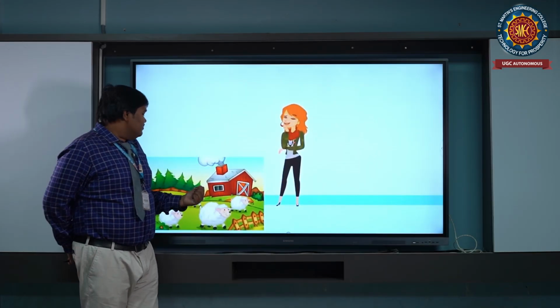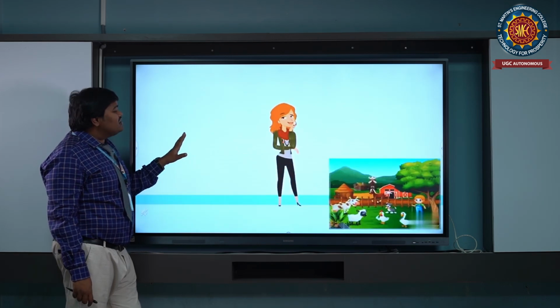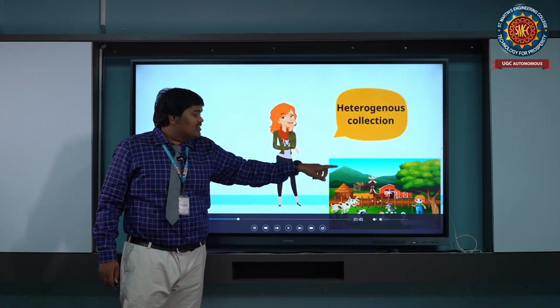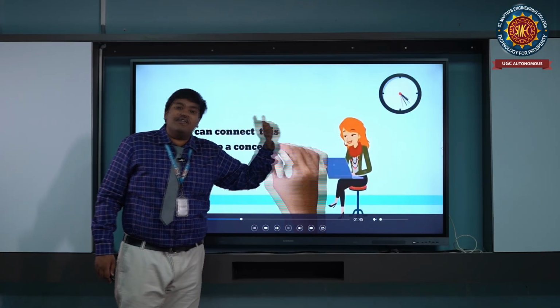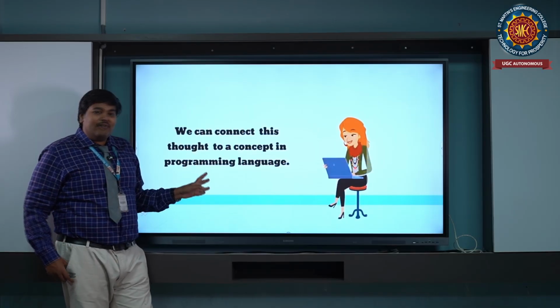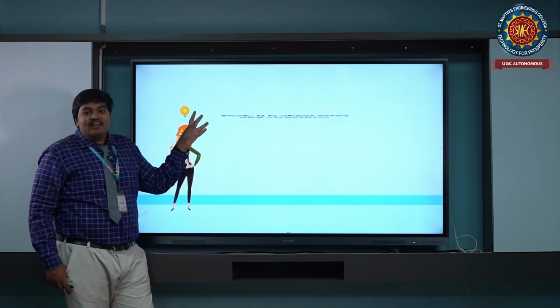What is the structure here? Homogeneous. What is the meaning of homogeneous? Homogeneous means similar type of elements, and next one is heterogeneous, that is different types of elements. This example comes under structure, and the previous example comes under array. We can connect this concept to a programming language. Yeah, it is about the structure and array here.